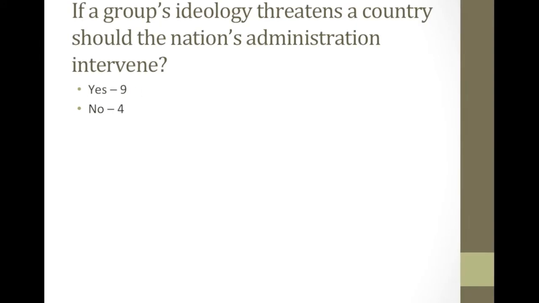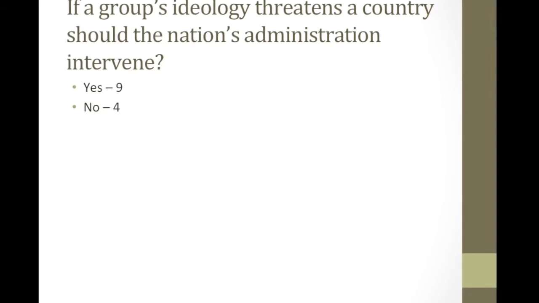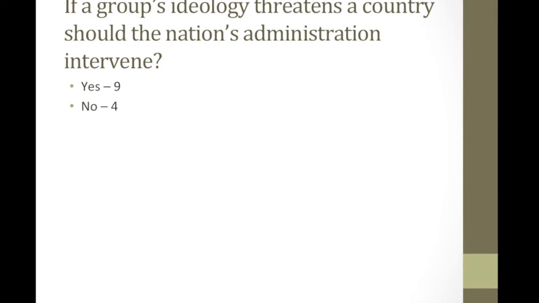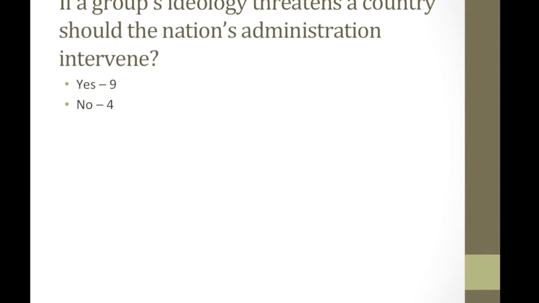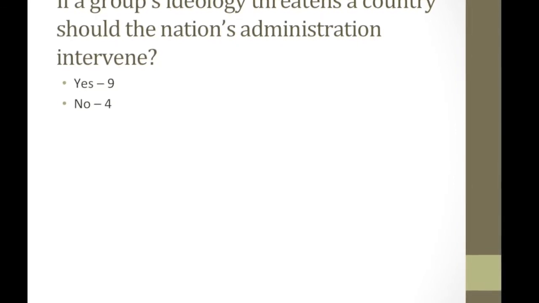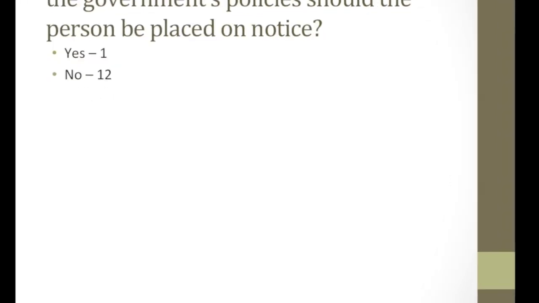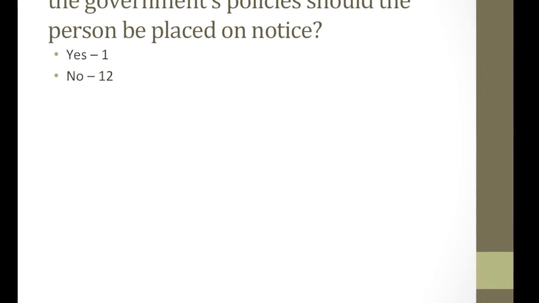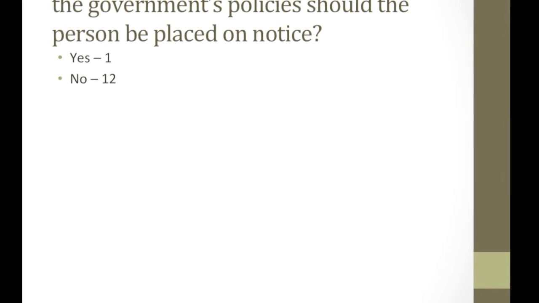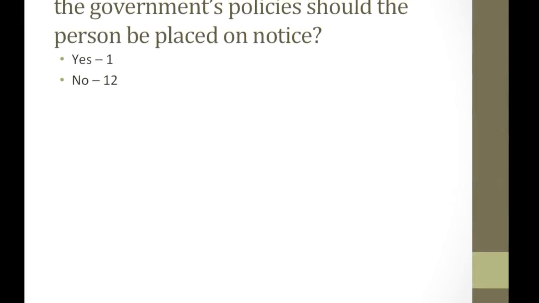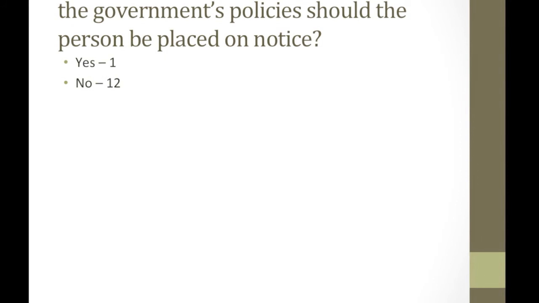Then we move on to talk about questions 2 and 10. These two questions are contradicting each other, however, the results show otherwise. In both these questions, we used extensive vocabulary in order to mislead the students. Question 2 tells, if a group's ideology threatens a country, should the nation's administration intervene? Where 9 students answered yes, while in question 10, where it says, if a person's religious views go against the government's policies, should the person be placed on notice? 12 people said no. This shows that the way in which we place the questions and possibly in what position of the survey they are numbered affects the answers.